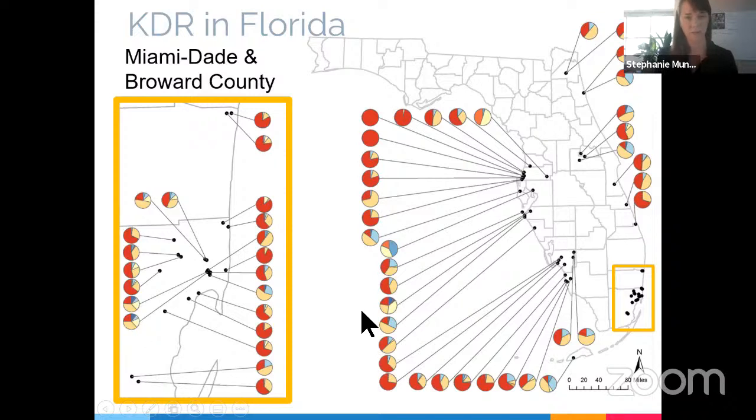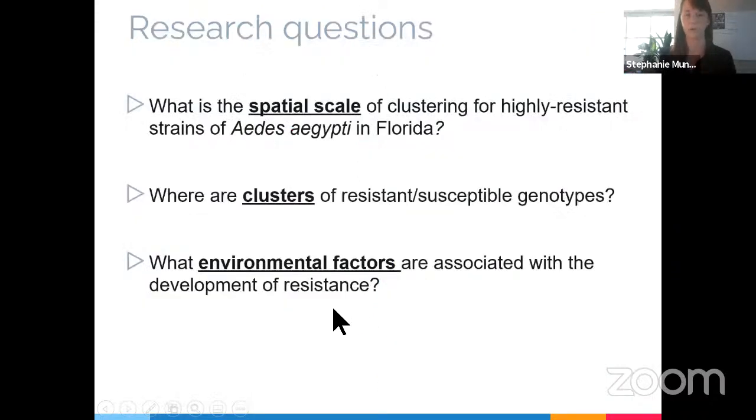So this sparked a lot of questions for me. I wanted to understand what the spatial scale of clustering was for that highly resistant genotype of Aedes aegypti. I also wanted to identify where there are clusters of resistant and susceptible strains. It's important to know where resistance is, but it's also informative to ask why susceptible strains are persisting in this environment of intense insecticide use. And finally, I wanted to look at what environmental factors are associated with the development of resistance.